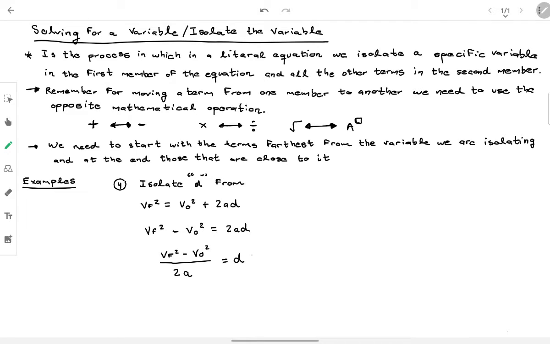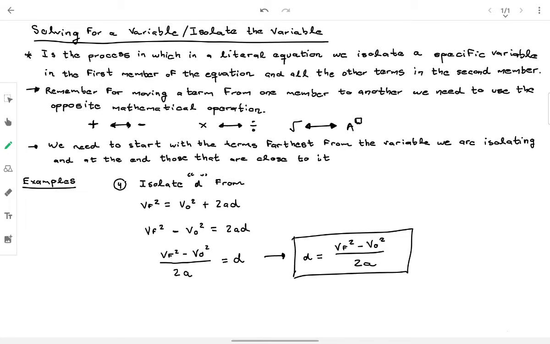And remember, normally we put the answer as d equals bf squared minus bo squared over 2a. And remember, this one is our answer. Normally we put the variable equals the whole formula, not the formula equals the variable, but it's the same. So this one was very easy. But remember, for isolating the variable, that's the idea. We need to leave that letter alone.